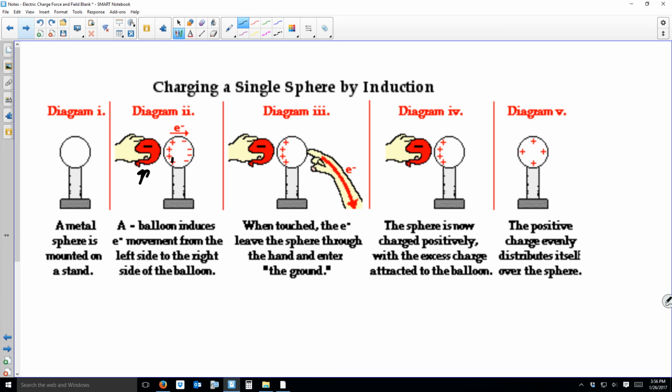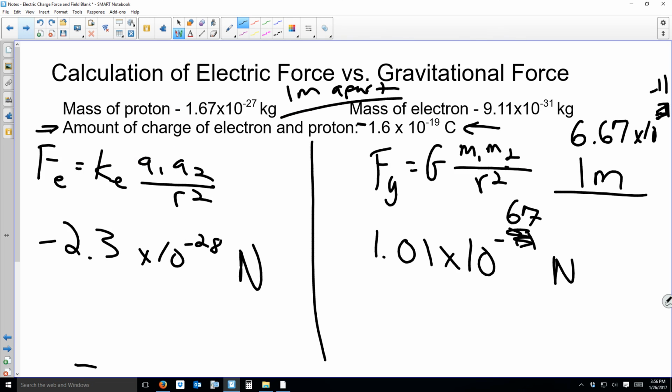So now we have an overall positive charged sphere, right? We got rid of some electrons. We just can't necessarily see it yet because we've got this negative charge here as well. But when we take that away, we end up with a very positively charged object that sort of spreads everything back out and redistributes its charge. And I believe that takes care of the ideas of conduction and induction.